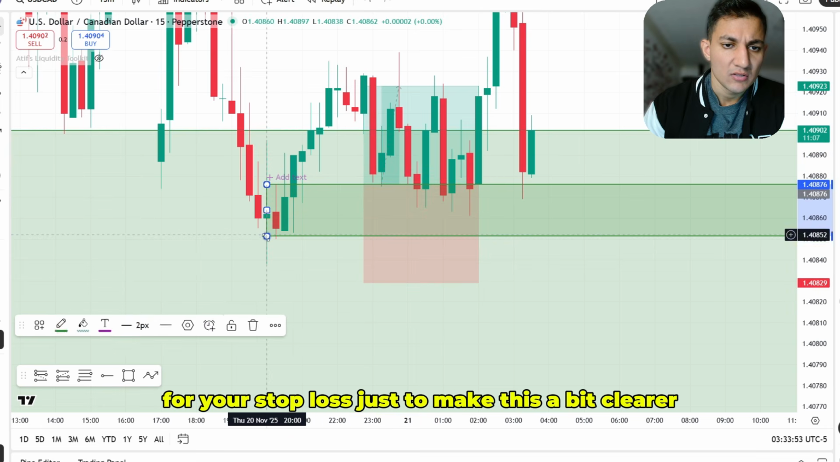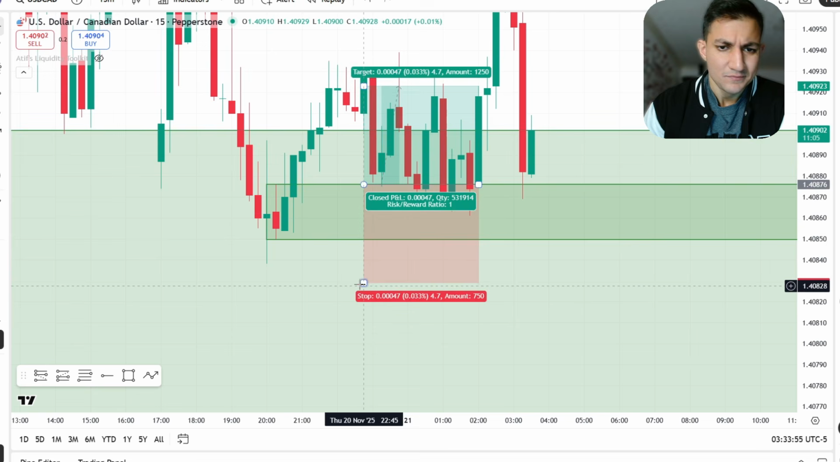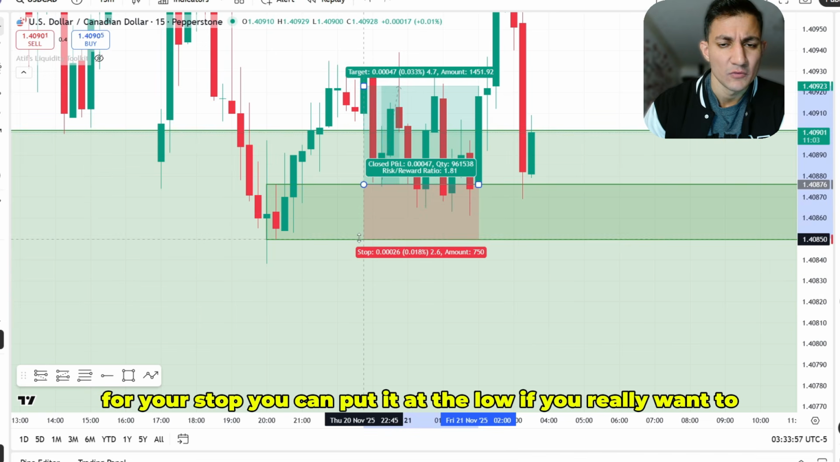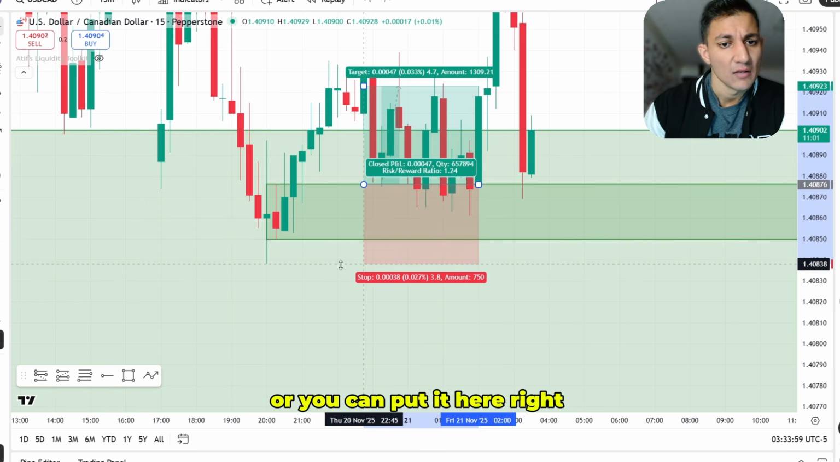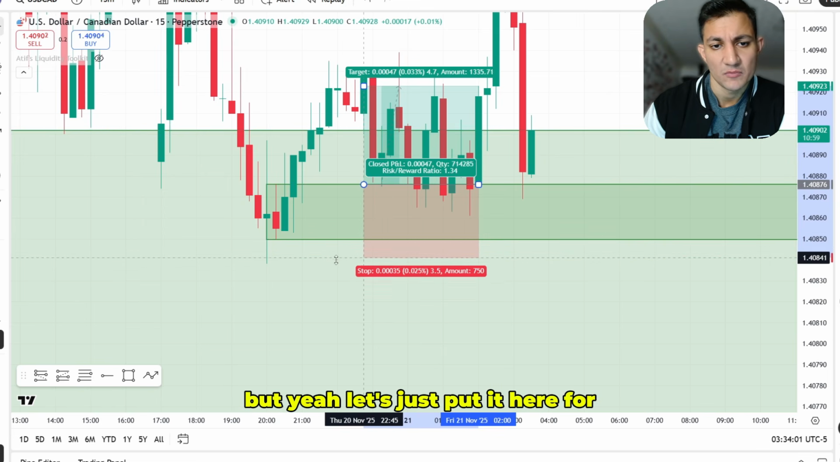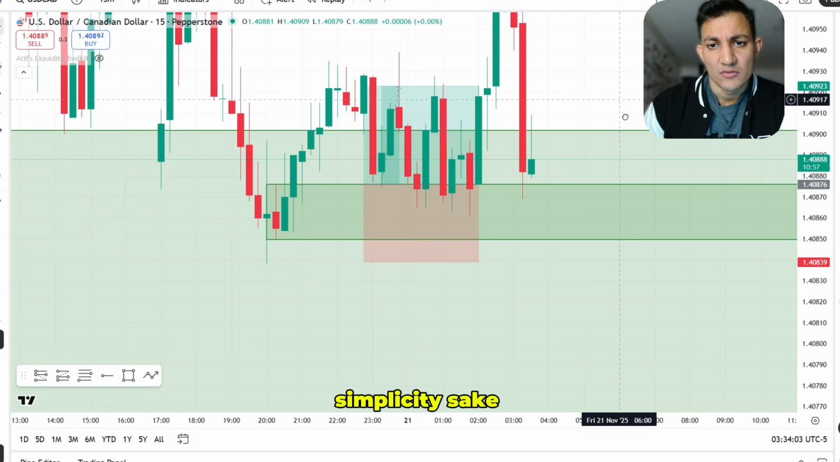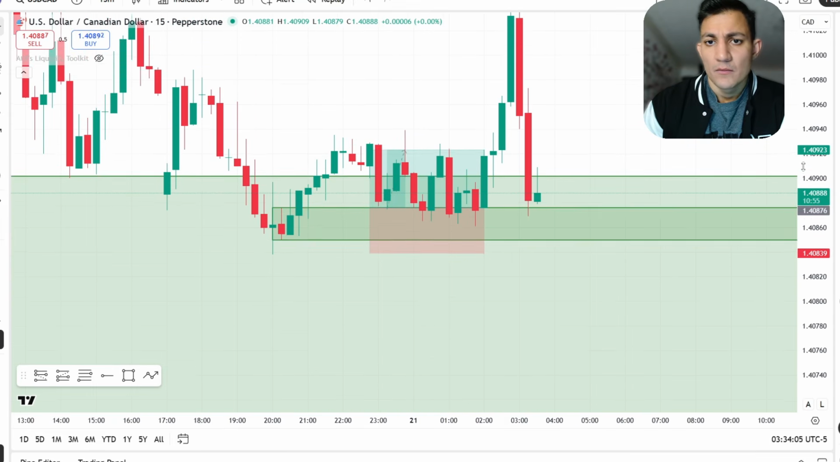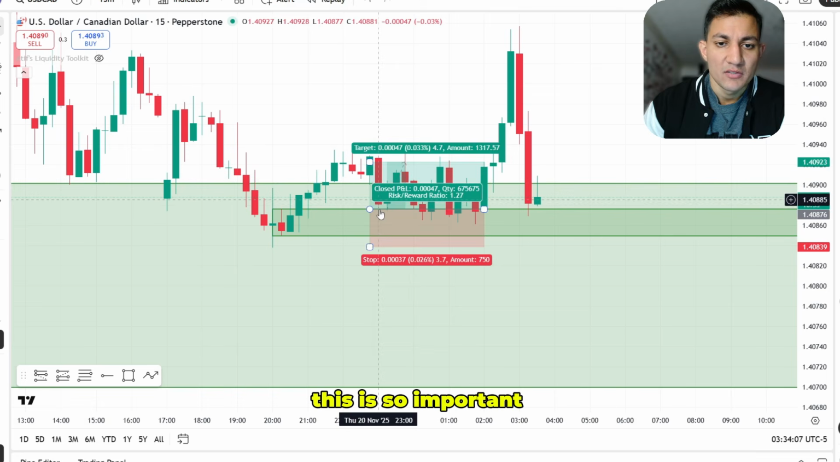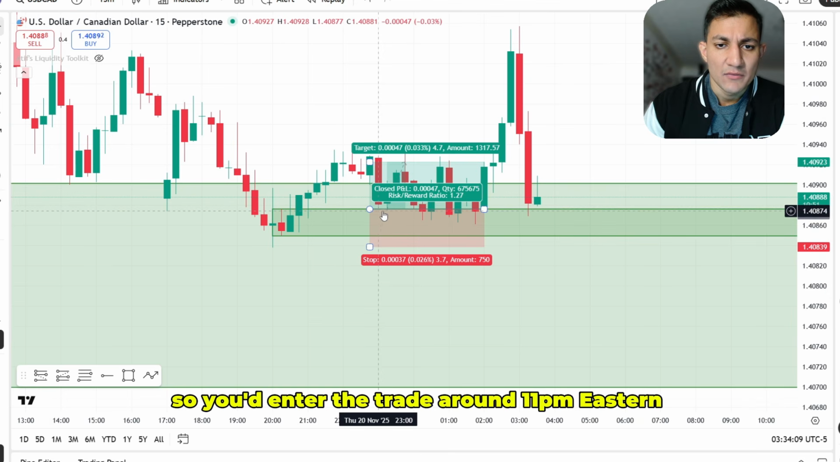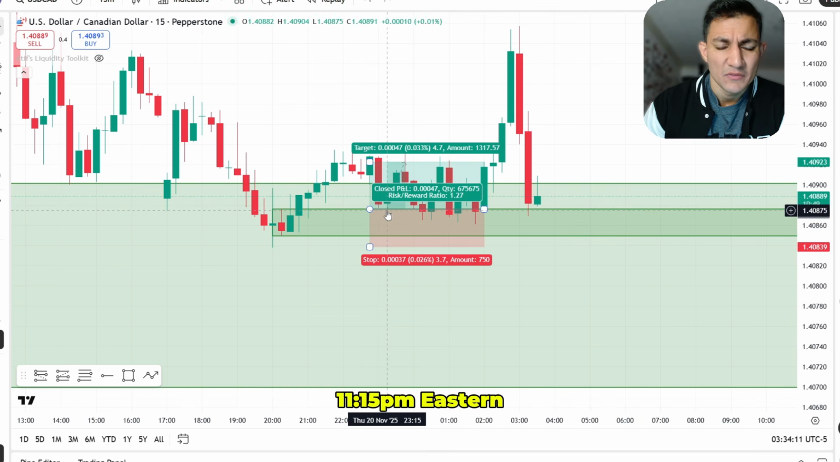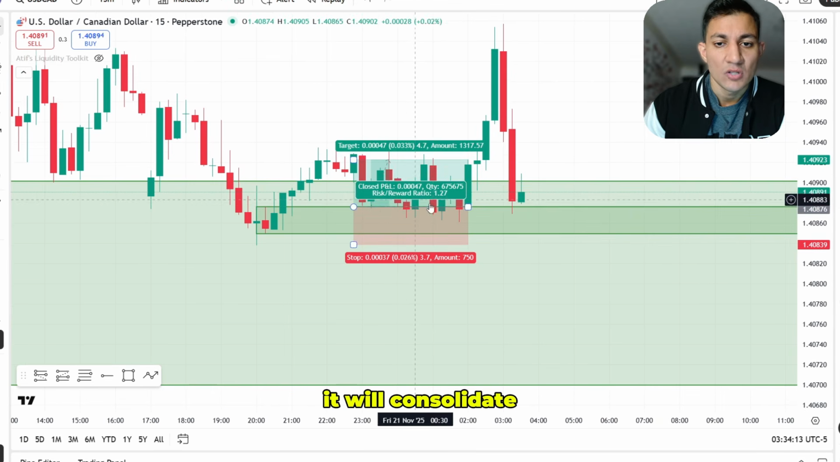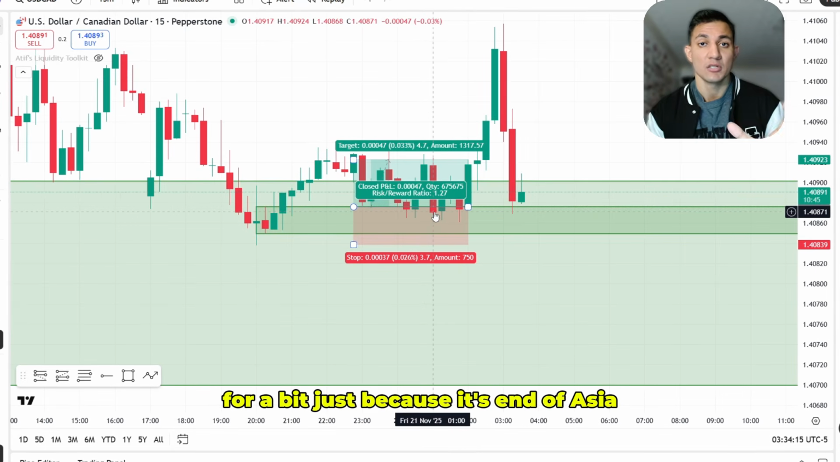For your stop loss, let's just make this a bit clearer. For your stop, you can put it at the low if you really want to, or you can put it here, right? Really does not matter, but let's just put it here for simplicity's sake. So what are you going to do? Take profit. And again, remember, this is so important. So you'd enter the trade around 11 p.m. Eastern, 11:15 p.m. Eastern. It will consolidate for a bit just because it's end of Asia, beginning of London.